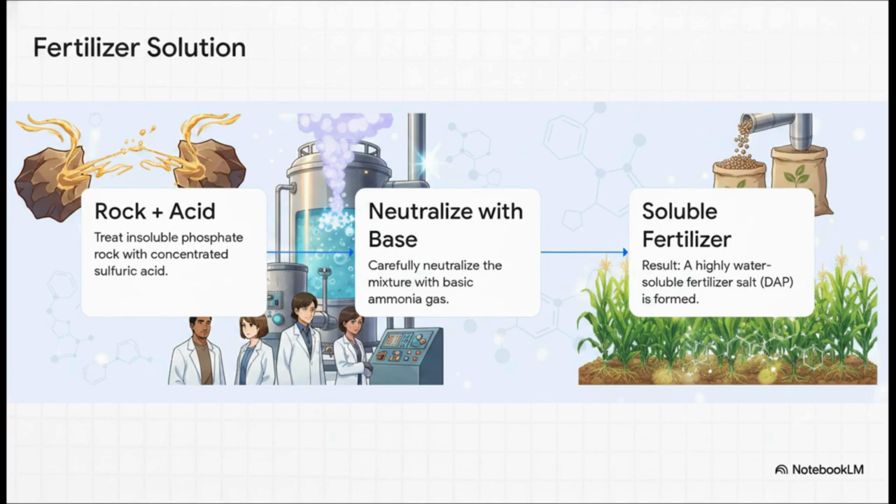First, engineers at huge plants like IFFCO will just blast the rock with strong sulfuric acid. Then, they carefully neutralize that whole messy mixture with basic ammonia gas. And the result is this stable, highly soluble salt, diammonium phosphate, or DAP. This new compound finally dissolves in water, letting it deliver those vital nutrients to crops. It's an incredible journey from useless rock to essential food.